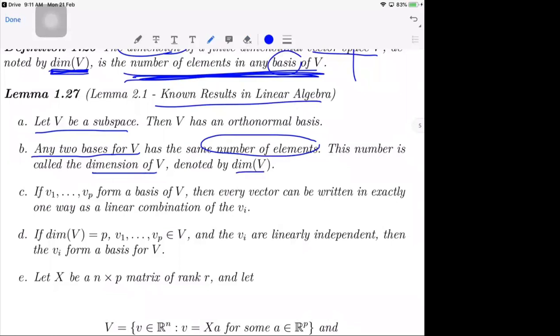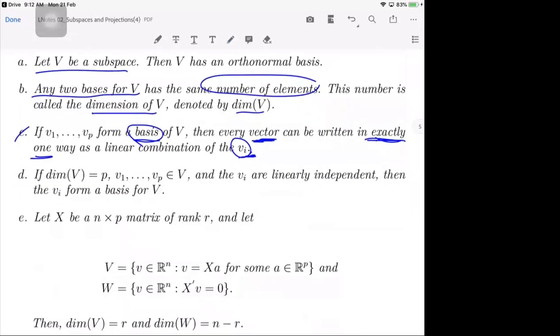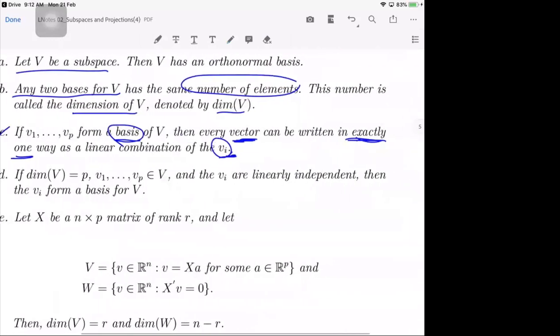That is the notation. So if v_1 to v_p form a basis for V, then every vector can be written exactly one way as a linear combination of the v_i. So if it is a basis, any vector in the subspace can only be written in exactly one way as a linear combination of the v_i's. So there is uniqueness of how you can write your linear combination.